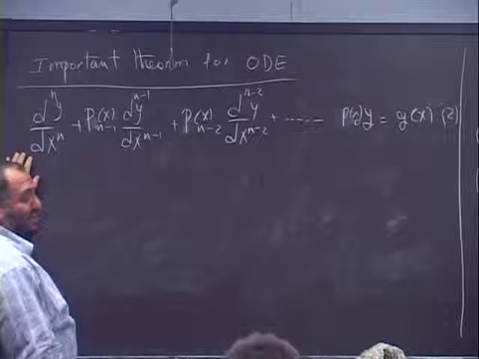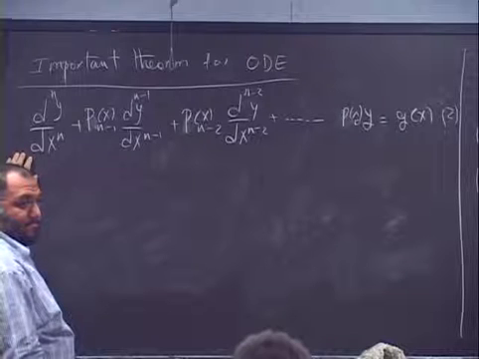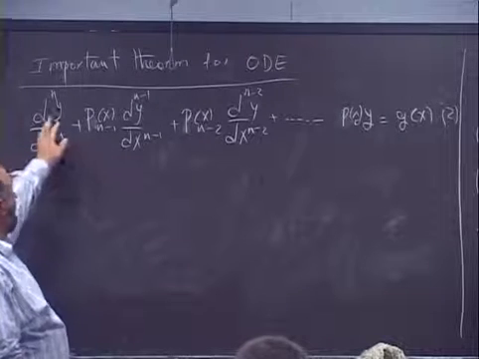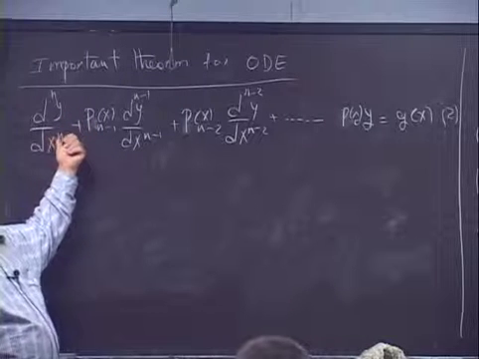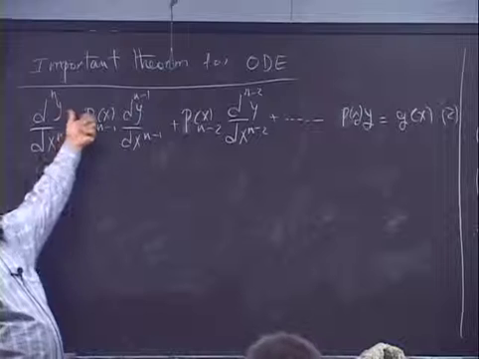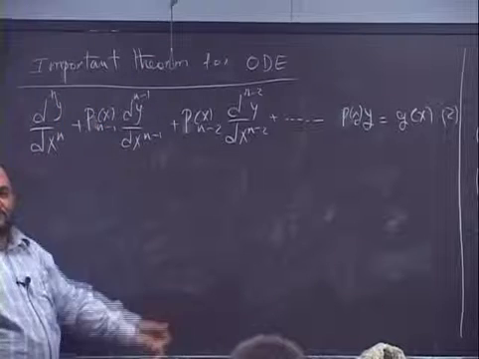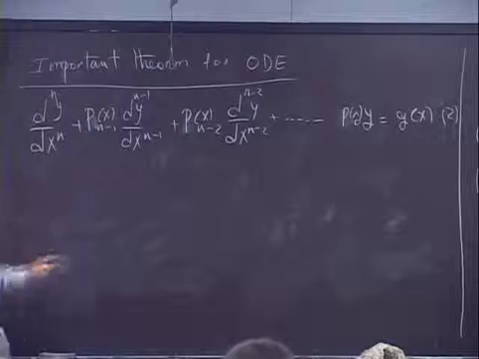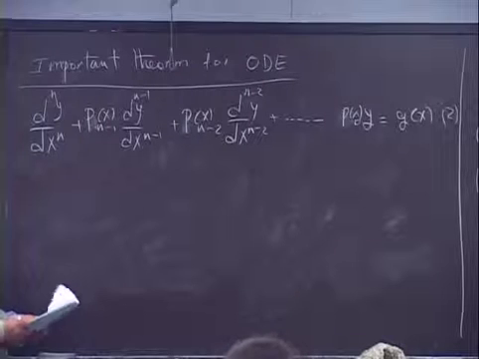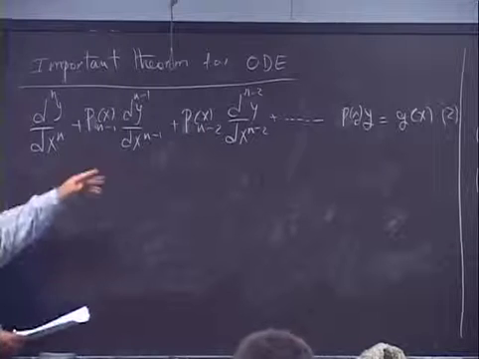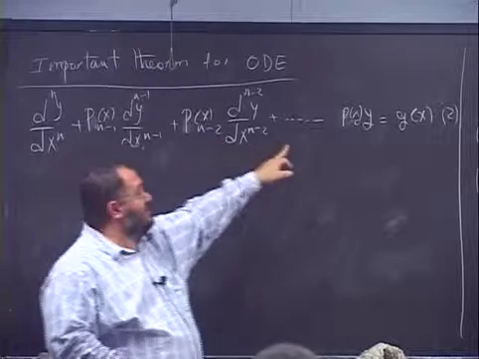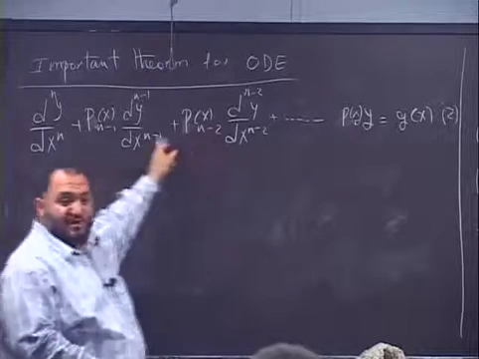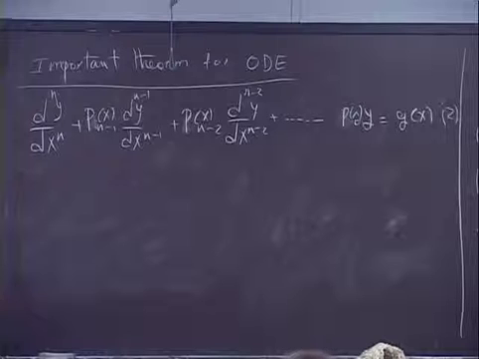It's linear. Why is it linear? I do not have any higher degree than 1 for any of the terms, including the highest order. So this is a linear differential equation of nth order with variable coefficients, because your coefficients now are functions of what? Functions of x. So this is with variable coefficients.